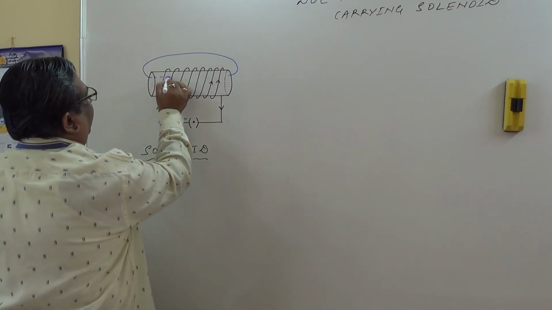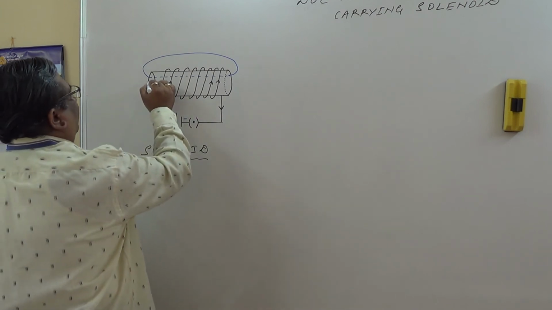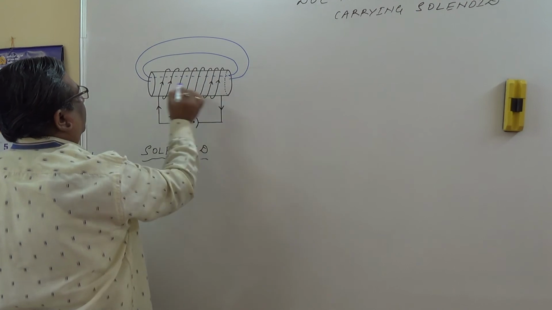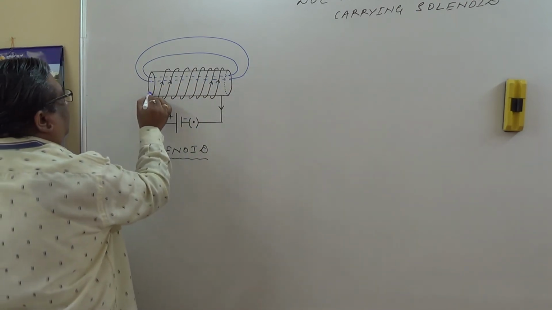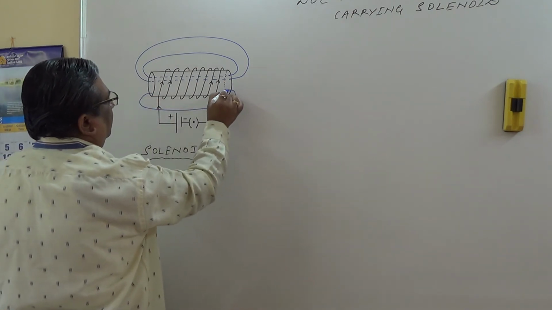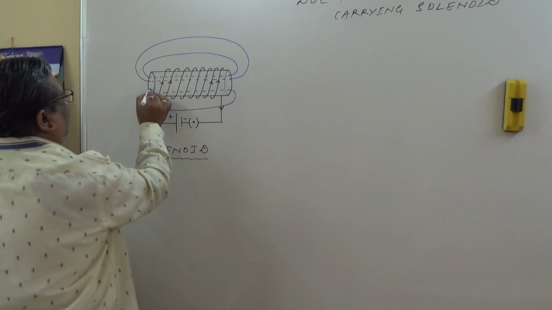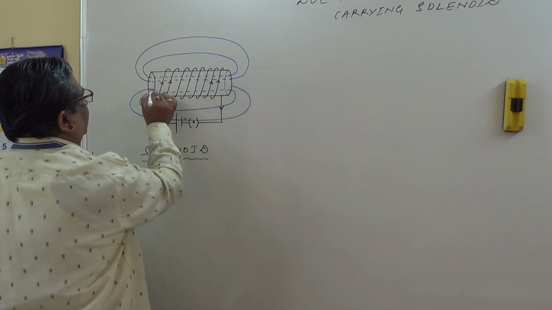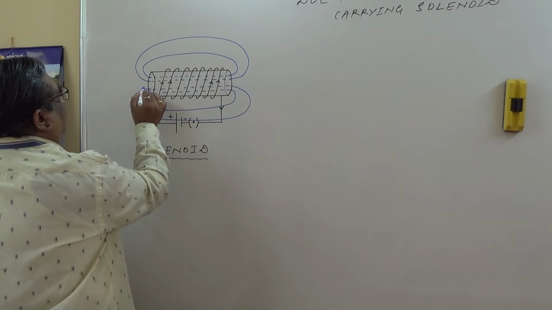Remember, the field lines are closed continuous loops. Let me have one more. Yeah, and this side also. And one more. Yeah, this is how the field lines look like.